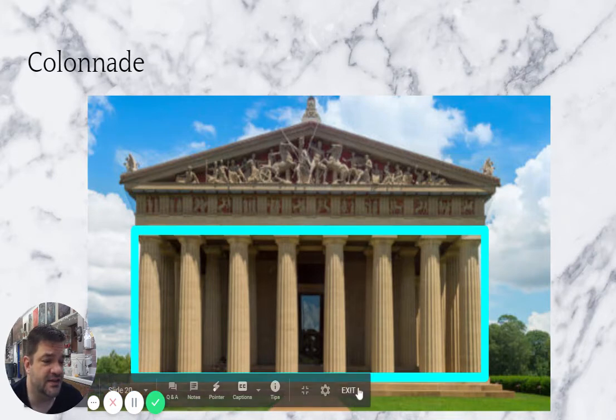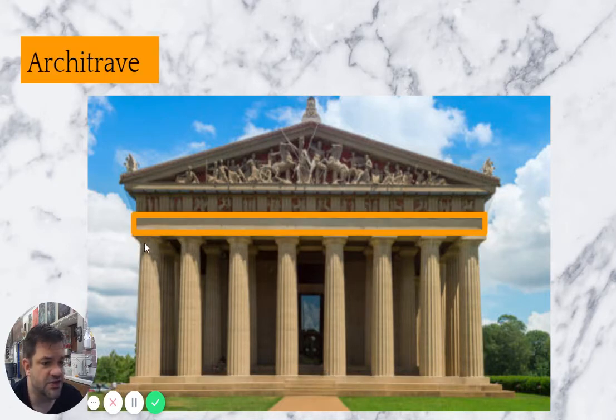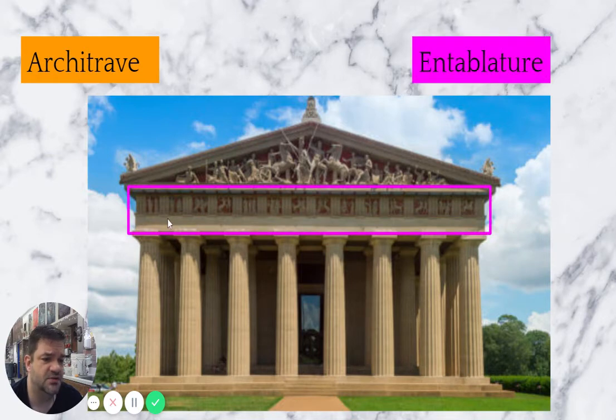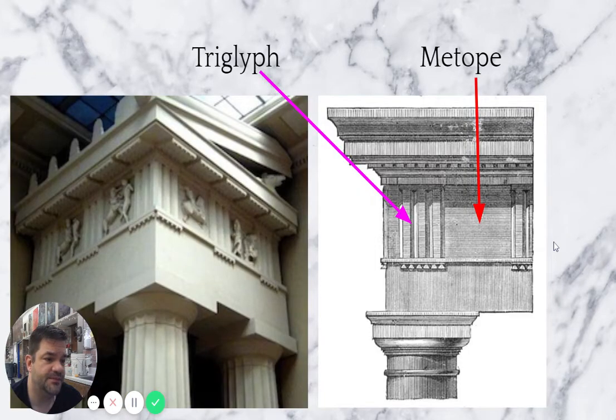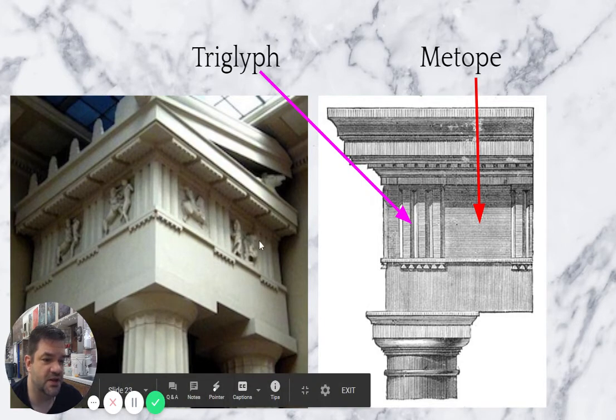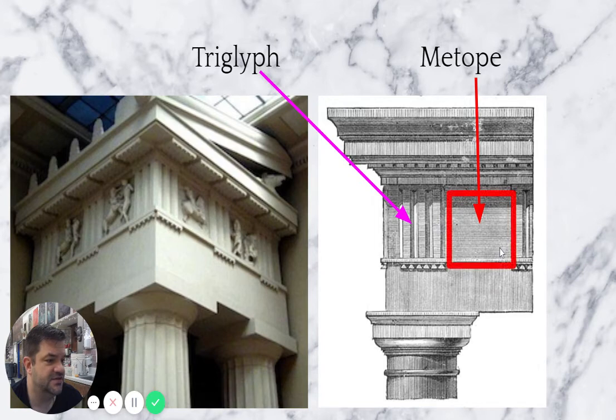All right. So again, this is a colonnade running around the whole thing. Just above the colonnade is the architrave. And including the architrave and the triglyphs and the metopes, that's called the entablature. And the pediment is that triangle up top. Here we have a demonstration of triglyphs and metopes, and another demonstration. These are terms you need to know because they're going to help you identify orders of buildings.